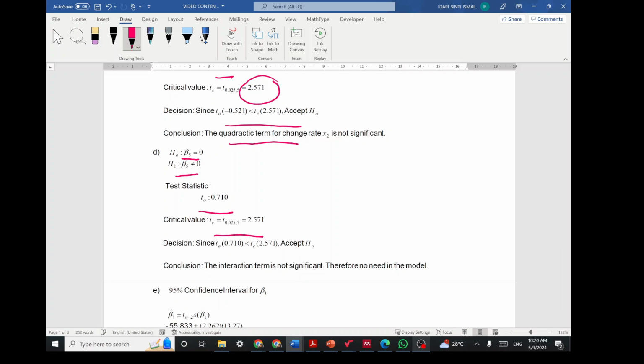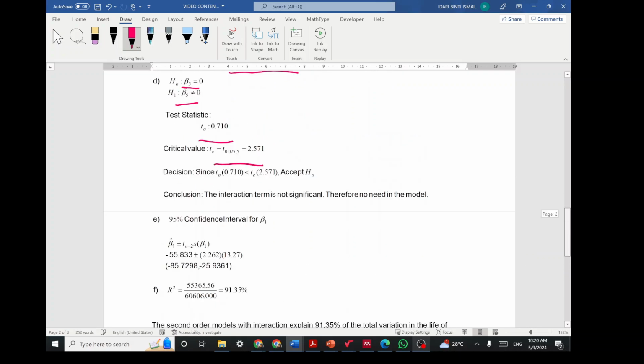Alright, so since your test statistic value is less than the critical value, again, we fail to reject H null or accept H null. So the conclusion is the interaction term is not significant, therefore, it is not needed in the model. That is why the question asks you to evaluate the necessity, whether the interaction term is necessary to be added into the model or not. So because the interaction term is not significant, therefore we can say that there's no need for it to be included in the model.